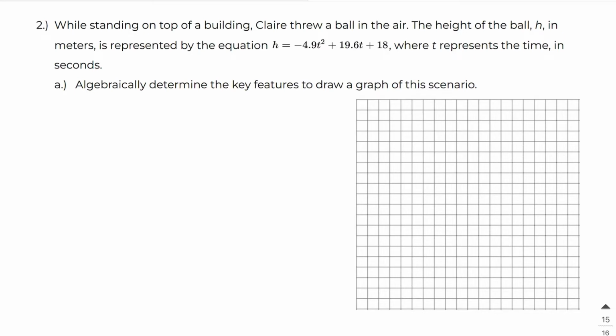All right, and number 2, it says, while standing on top of a building, Claire threw a ball in the air. The height of the ball, h, in meters is represented by the equation that's given right here, where t represents the time in seconds. Here's our equation, and if you notice, this equation is written in standard form.